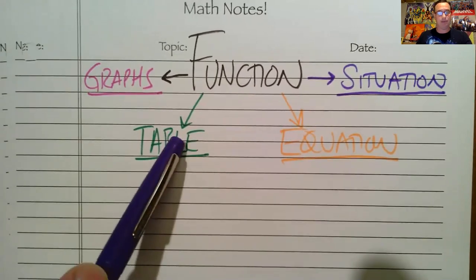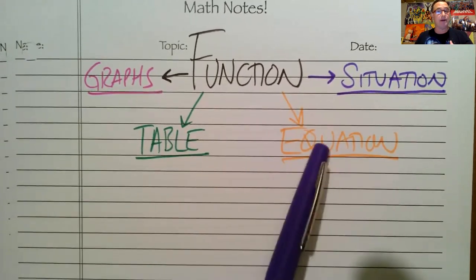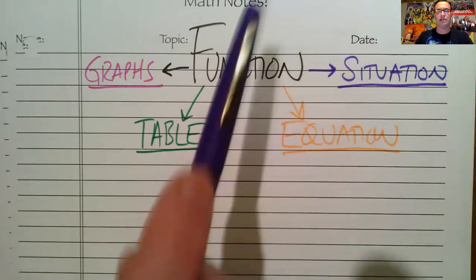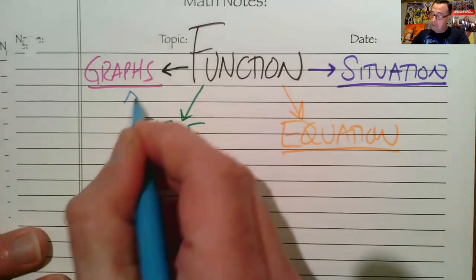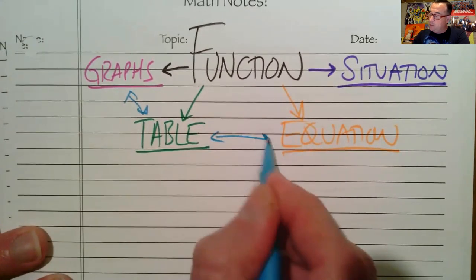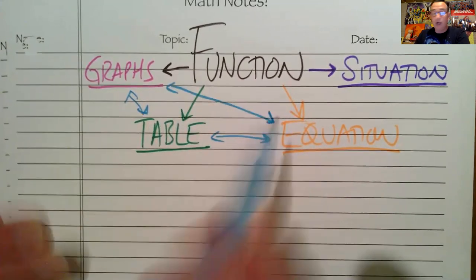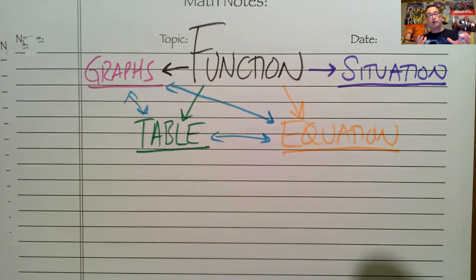Today, we're going to talk about tables. Sometime this week, we're going to talk about equations. We probably won't get to this very much this year. But the other thing that we'll be able to do is go in between these as well, where they can go back and forth as different representations of what a function is.